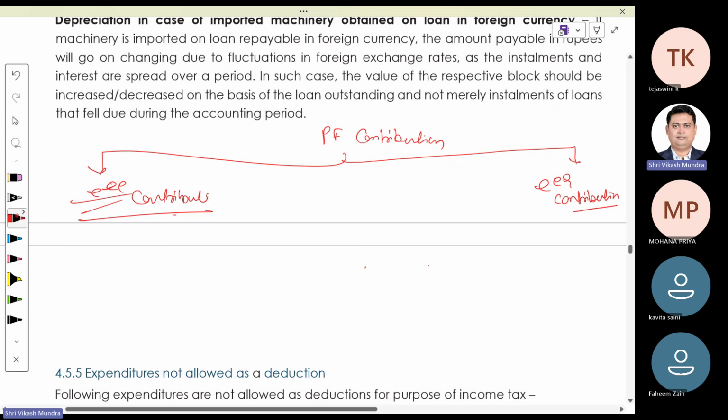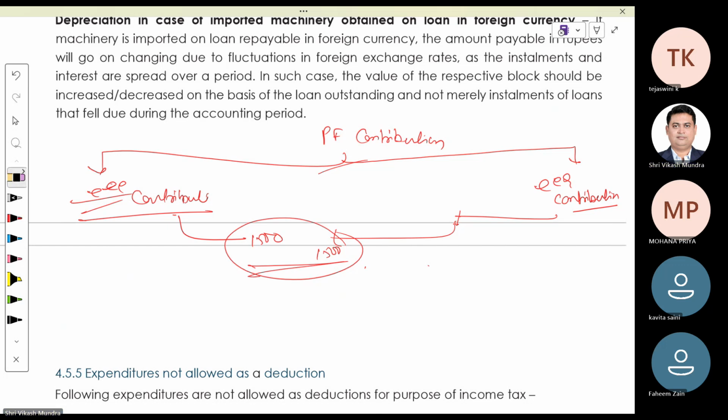On the contrary, in case of PF, the employer also contributes a similar amount of money to the PF authority. That means what happened? 1500 is deducted by the employer from the employee's salary, and a 1500 matching contribution is made by the employer. Altogether in PF, we will deposit rupees 3000 in the account of the employee. We already discussed what shall be the tax treatment in respect of 1500 deducted from the employee's part.